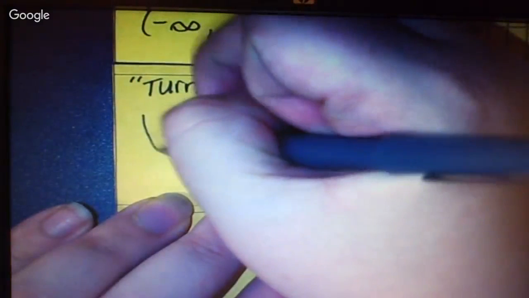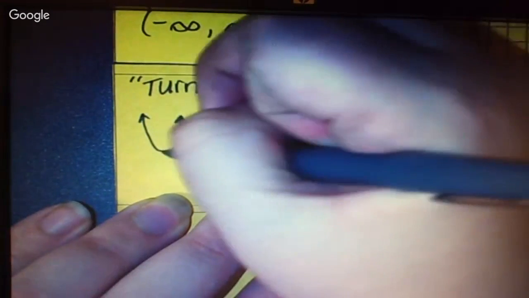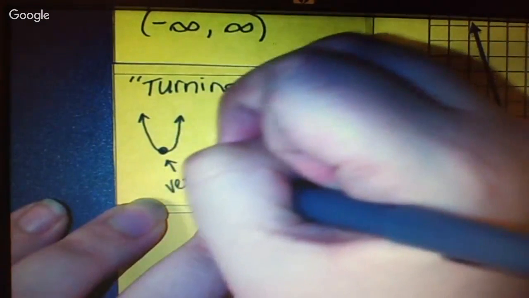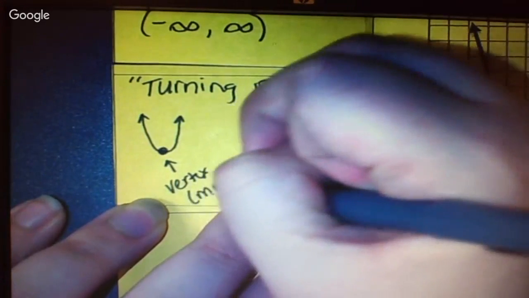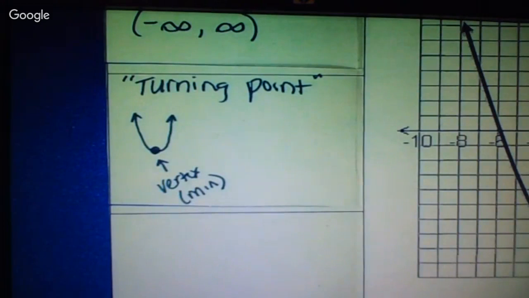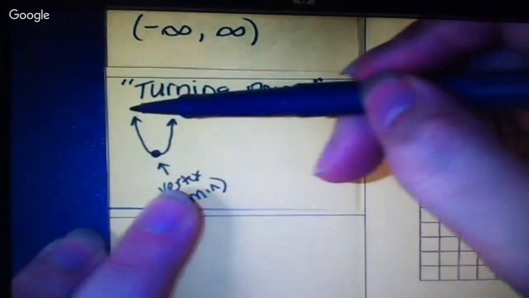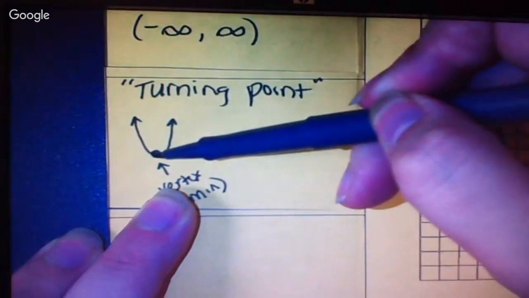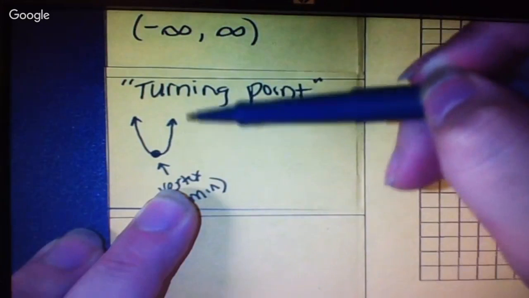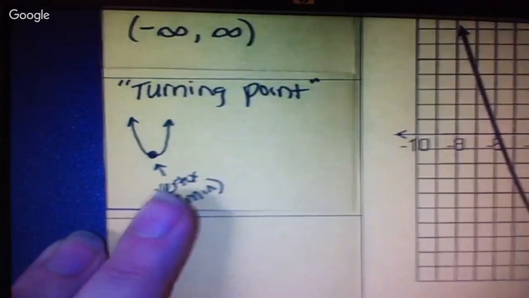If you have an upward facing parabola, this is your vertex, and this is a minimum. It's the lowest point of your graph. And they call this your turning point, because remember, you read a graph like you read a book, from left to right. So if you start at the left-hand side, your graph goes down, down, down, down, down. It hits that vertex, and then all of a sudden it starts to go up, up, up, up, up. So that's why they call it your turning point.